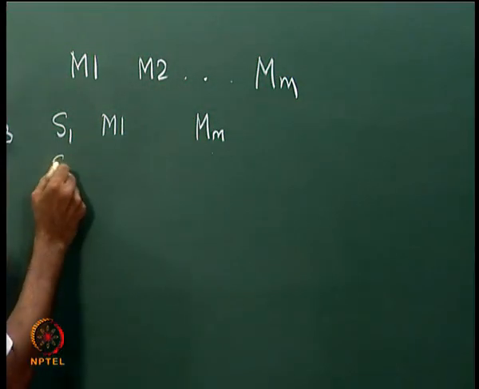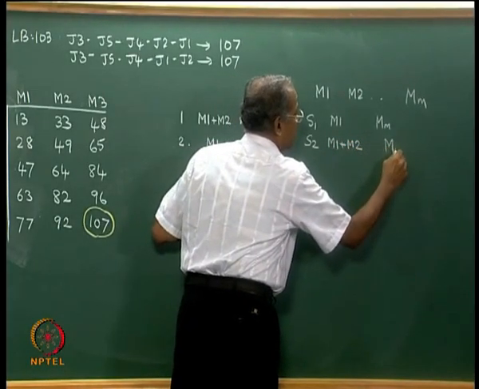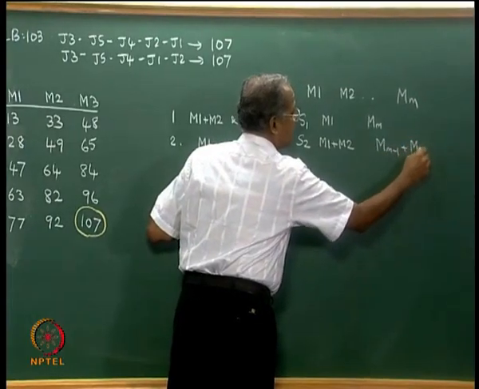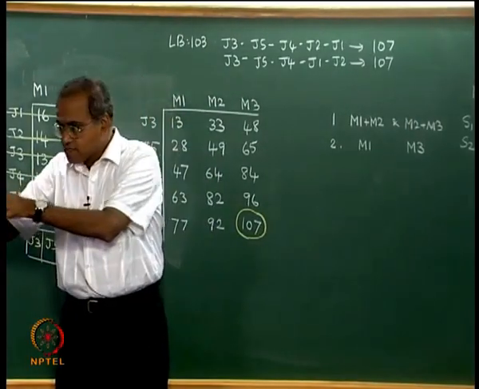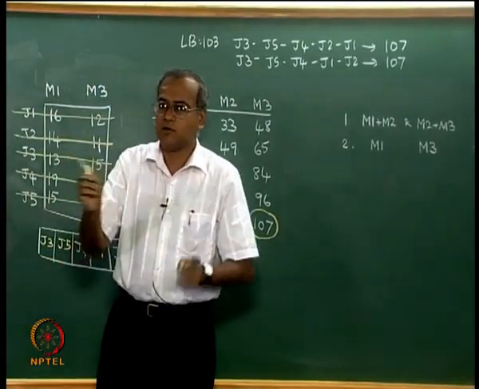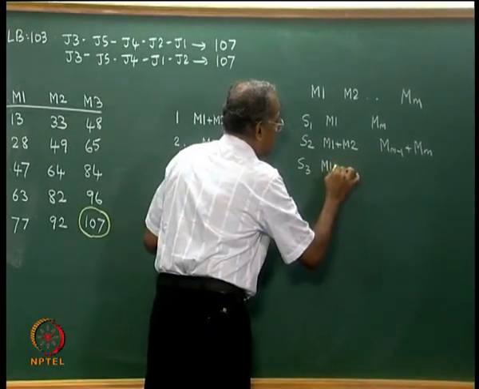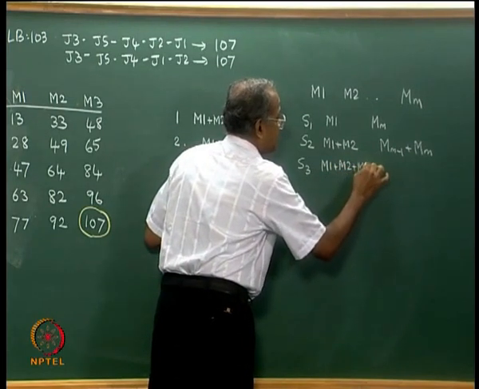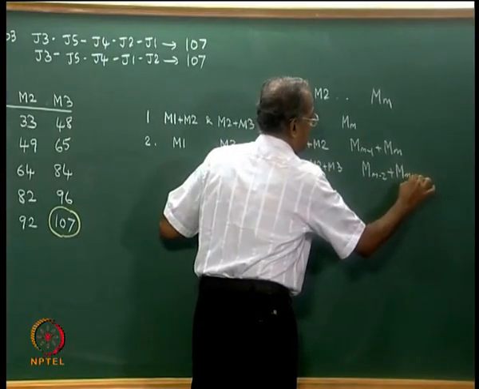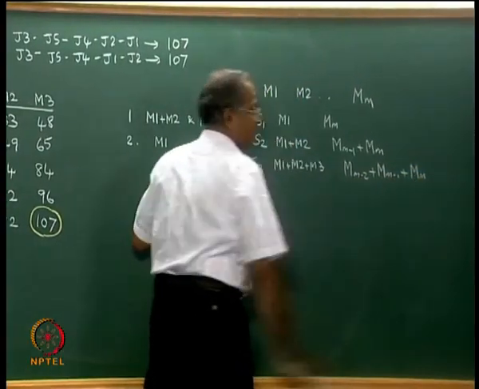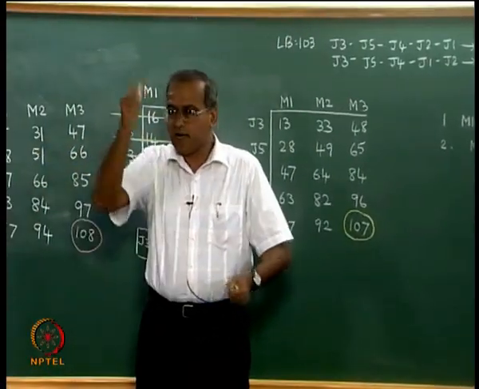The second one, S2, will be M1 plus M2 and M minus 1 plus M. Take the first two, add, take the last two, add, do a Johnson out of it. The third sequence will be M1 plus M2 plus M3 and M minus 2 plus M minus 1 plus M. Take the first 3 and add, take the last 3 and add and do it.